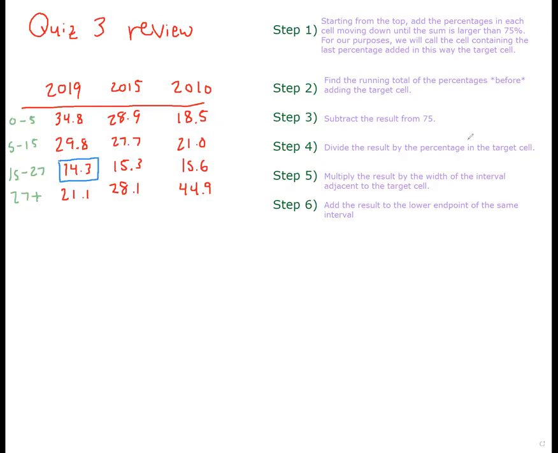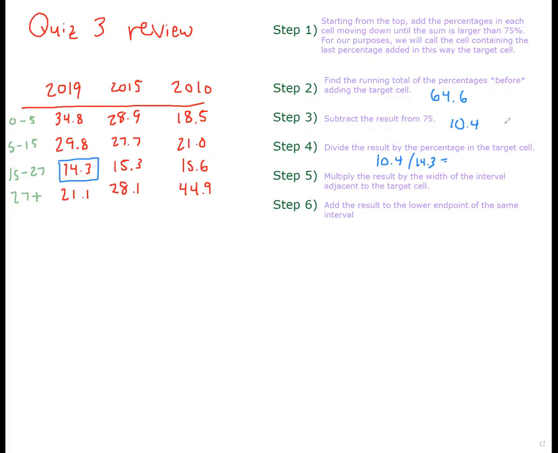Step 2 says find the running total of percentage before adding that target cell. So that'd be 34.8 plus this 29.8, which comes out to be 64.6. It's getting kind of repetitive now, right? Subtract that result from 75, because this is the third quartile. 75 minus 64.6 is 10.4. Divide that result by the percentage in the target cell. 10.4 divided by 14.3.